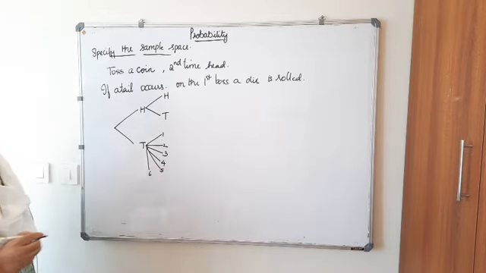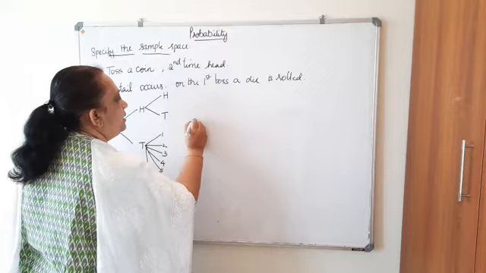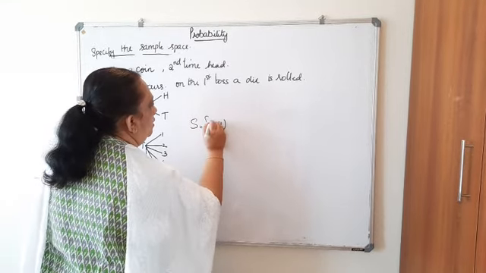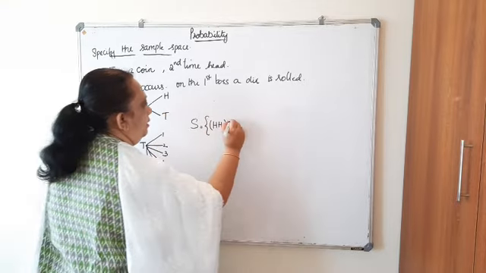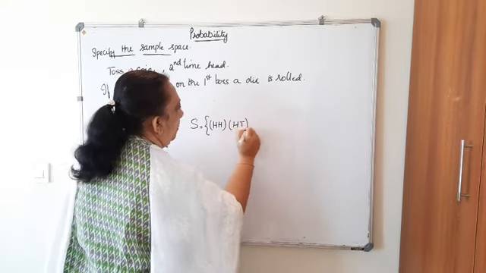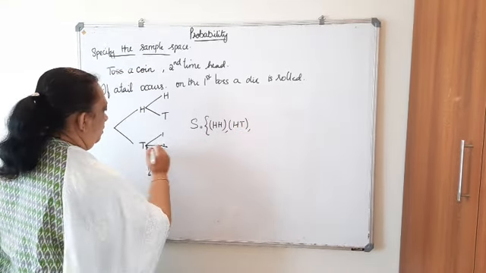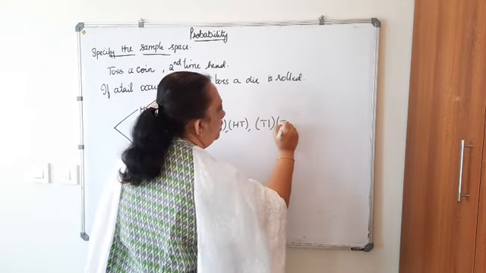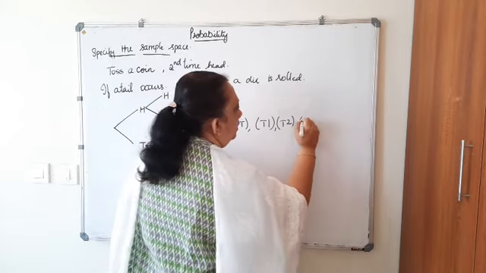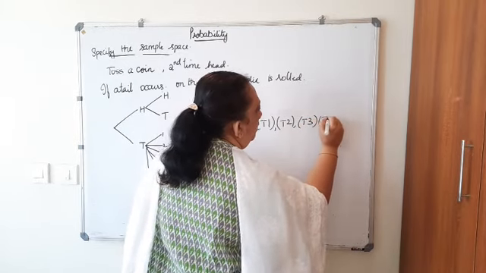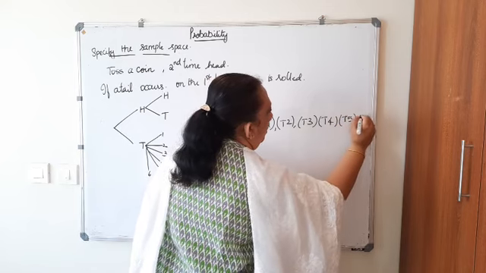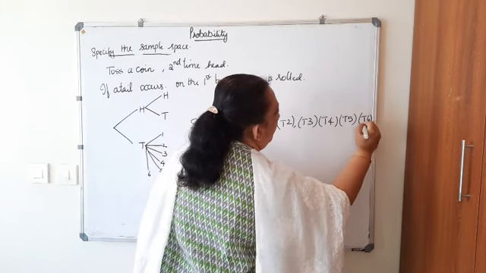So what about the sample space? The sample space S is equal to HH, HT, T1, T2, T3, T4, T5 and T6.